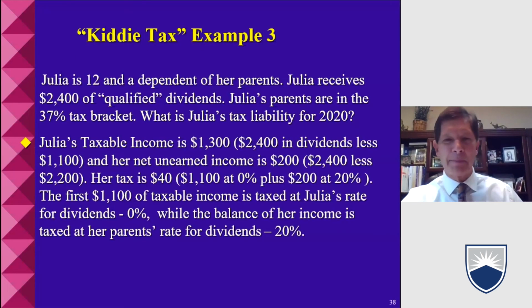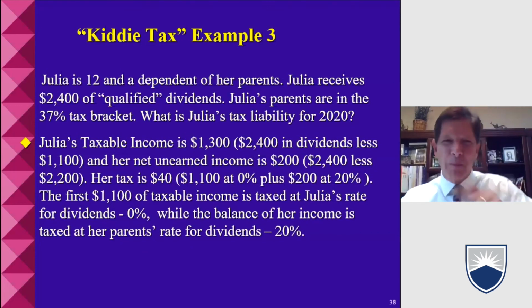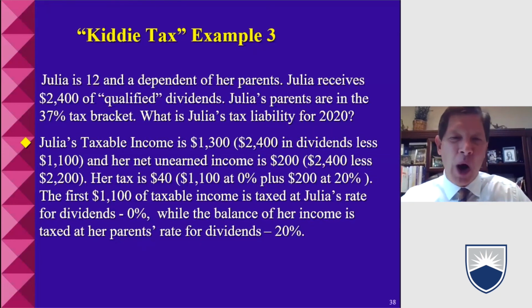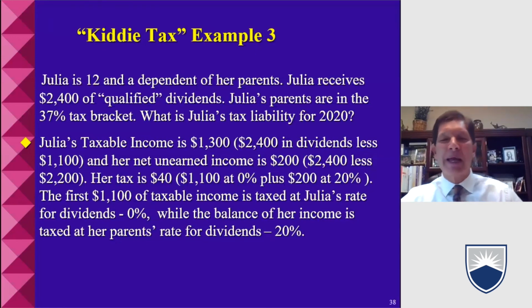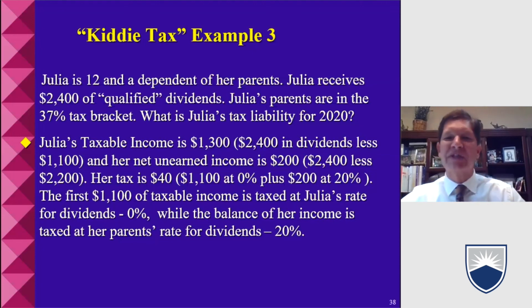Now, in closing, I'll be happy to answer questions. It's a real easy one. I know I said that was the last, but one more. Julie is 12, dependent of her parents. Julie receives $2,400 of qualifying dividends. Julie's parents are in the 37% tax bracket. What is Julie's tax liability for 2020?